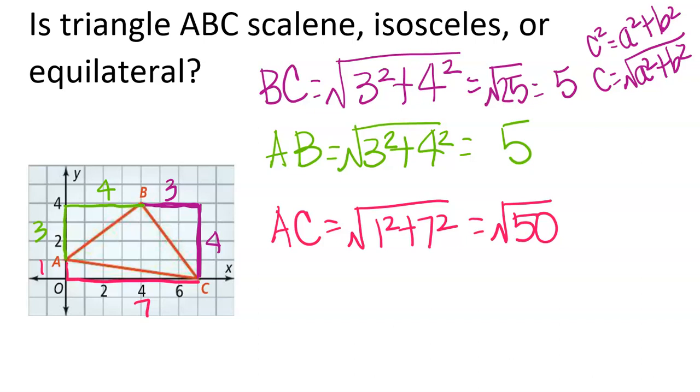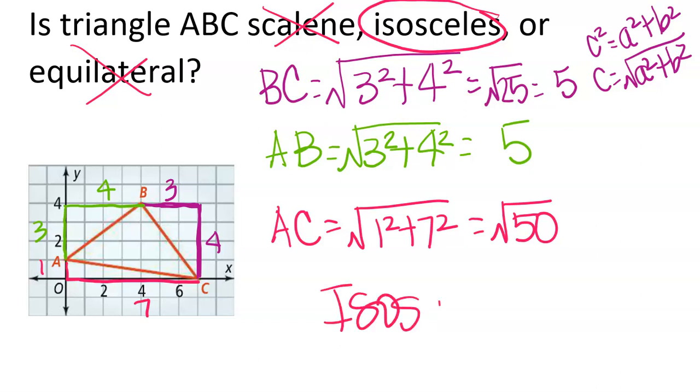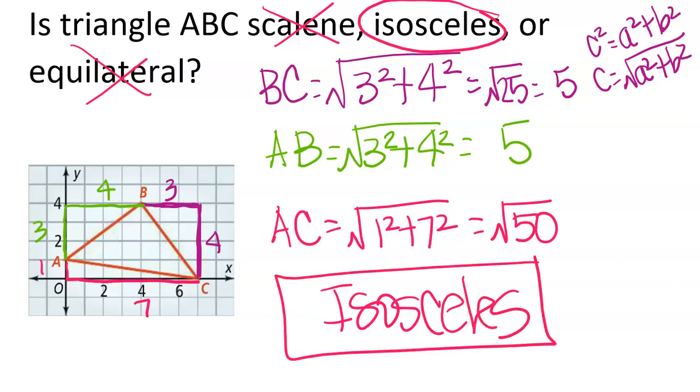So here we have two sides the same, which basically cuts scalene out of there, but it isn't equilateral either. Equilateral means all the same. So for this one, we're going to go isosceles, and we're going to just leave it 5, 5, and square root of 50. Okay, so this one is isosceles. You can't just name it, you have to show what we just did.